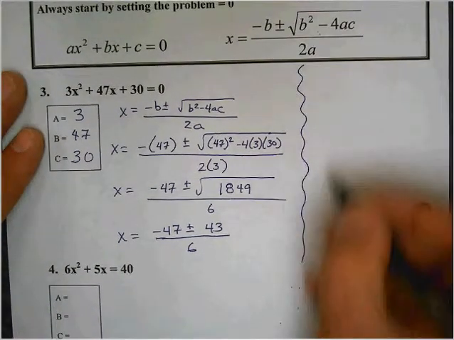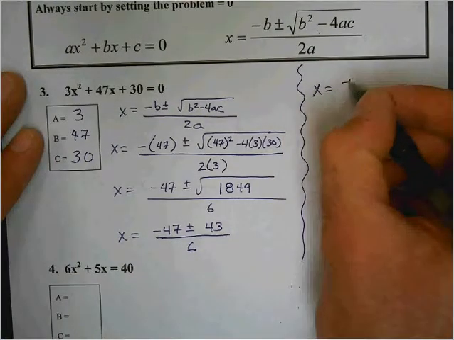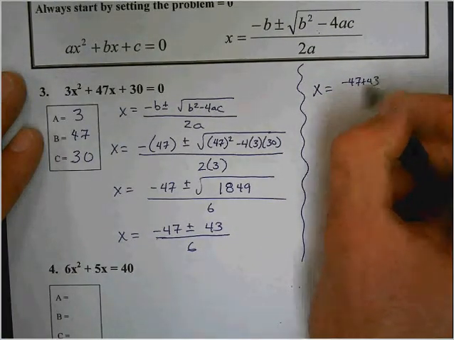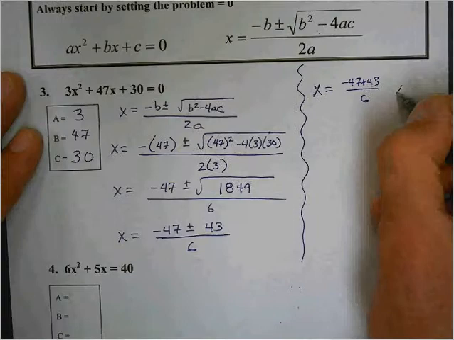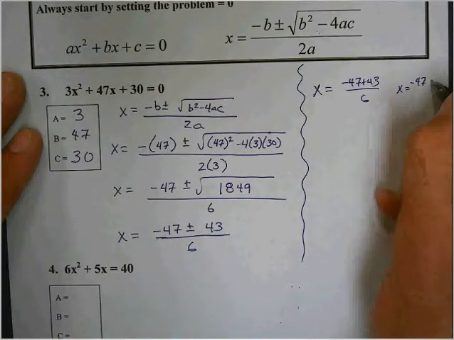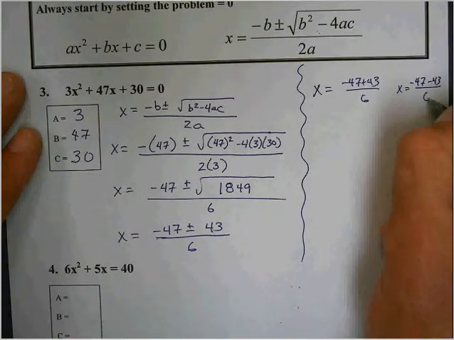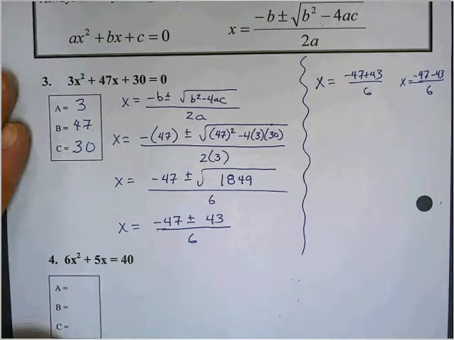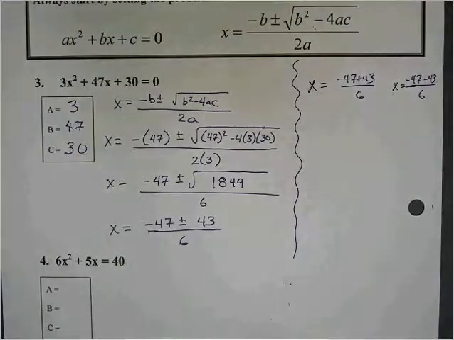All right. So my first answer, negative 47 plus 43 over 6, negative 47 minus 43 over 6. Just for the sake of it, crunch those out on your own, see what you get as your two answers. I just want to make sure, and do this on your calculator so you make sure you're using it correctly and you know what to do. Anybody need help, let me know.